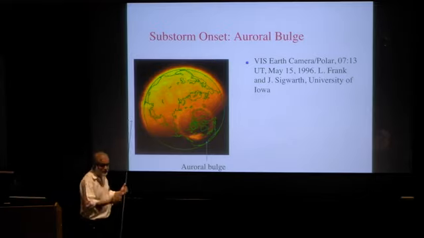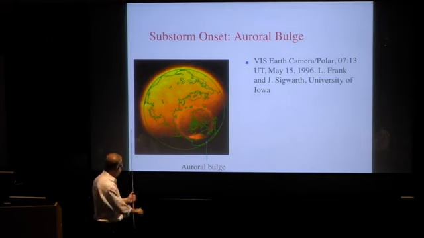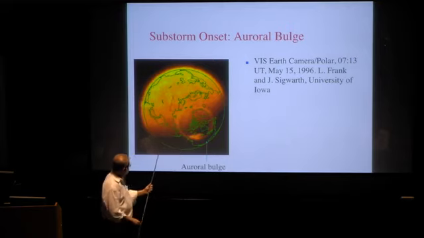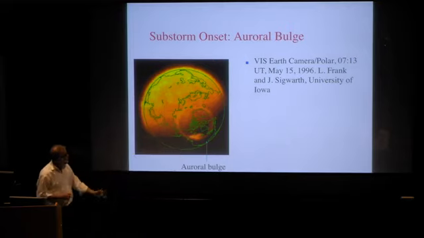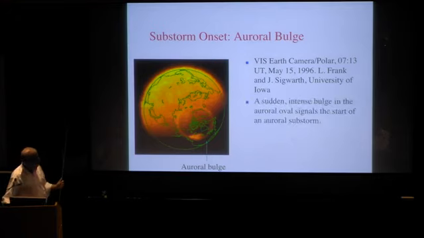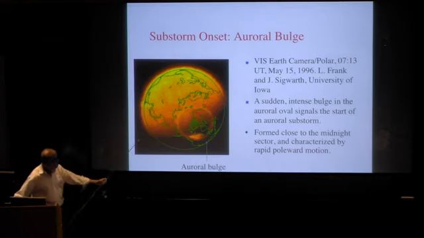And what typically happens is that those field lines come around and hit the north and the south pole, and you begin to see a brightening of these. And these were taken first by beautiful camera pictures by Lou Frank and others at the University of Iowa. And you see a sudden intense bulge of the auroral oval signals the start of an auroral substorm. And it forms close to the midnight sector and is characterized by rapid poleward motion.